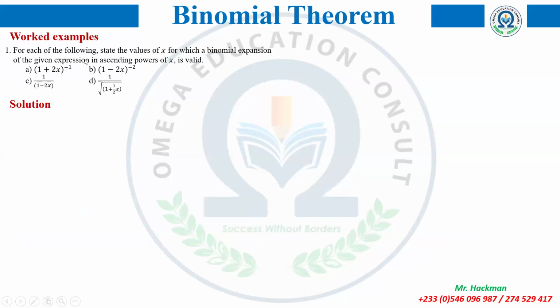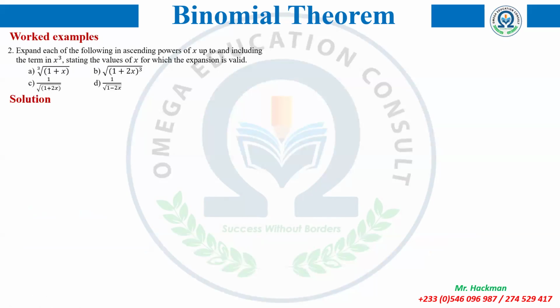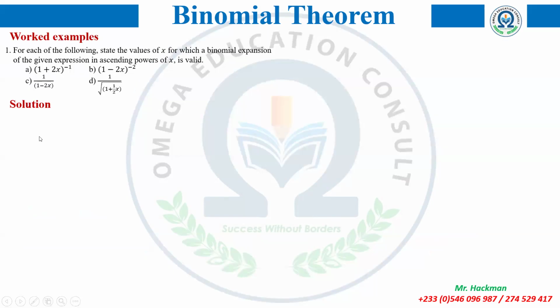Now let's see. For each of the following, state the value or values of x for which the binomial expansion given is valid. So we are going to look at only the valid situations. In terms of the validity of your x, the value or values of x that will make the expansion here valid, this is what we do. Please give me your maximum attention there. I was trying to explain it earlier, but I realized that I set questions on that.